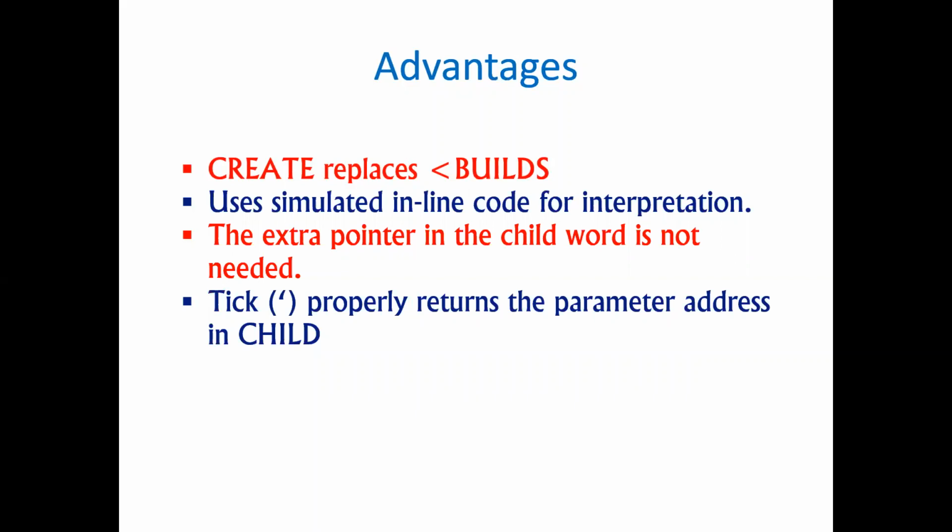And finally, tick will properly return the parameter address in child. As we'll see in a moment, having that extra value in the child word and in the bills does form means that tick returns the address one cell before where it actually should return.